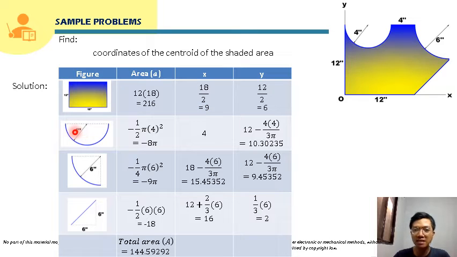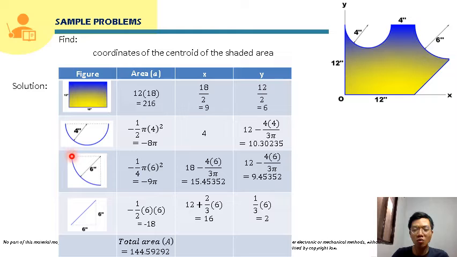And then for the semicircle, the centroid of this semicircle will be somewhere here at this point. So its x-coordinate will just be the radius, which is 4. That will be positive since it's at the right of the reference point.